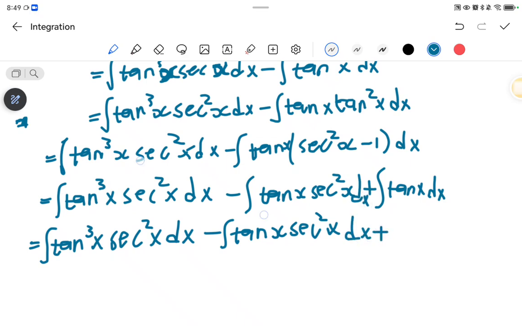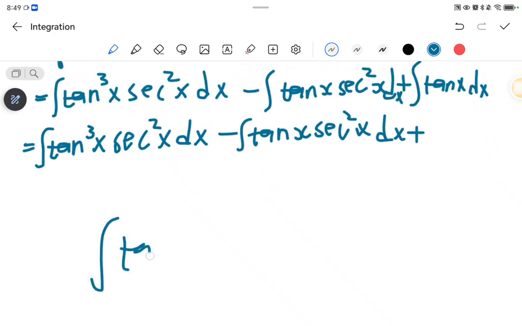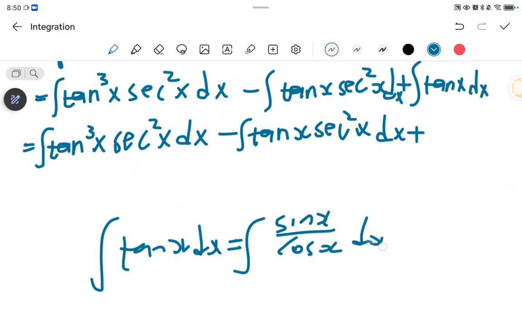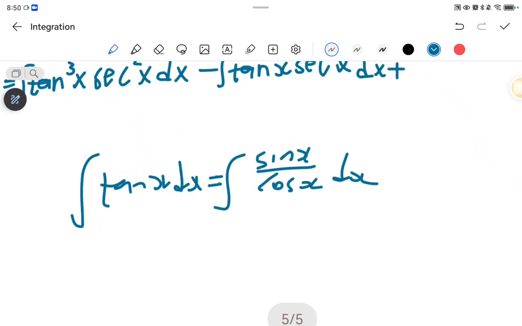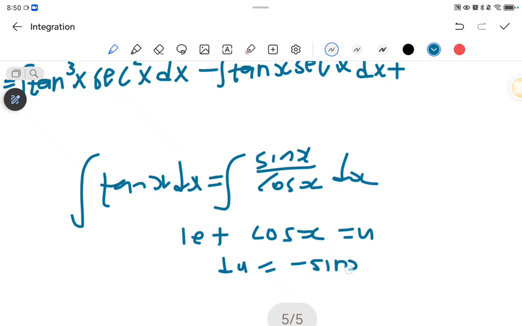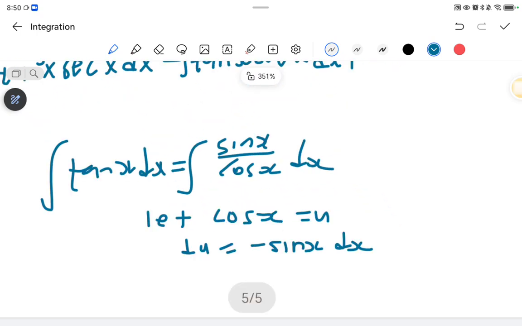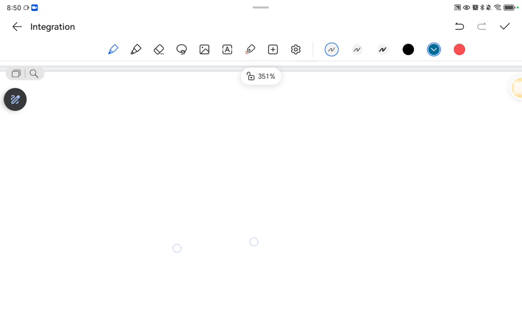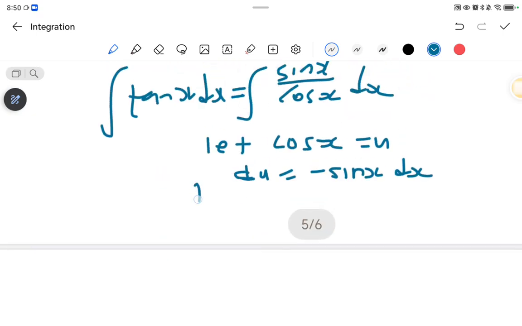Now the last integral, if we want to integrate it, the integral of tan x dx will be equal to the integral of sine x over cos x dx. You see right now? So we know now that when I want to integrate this, I'm going to let cos x be u. So I let the cos of x become u. When I derive this, I'm going to have minus sine x dx. Then I make this subject the formula. I'll have minus du over sine x, which is equal to dx.